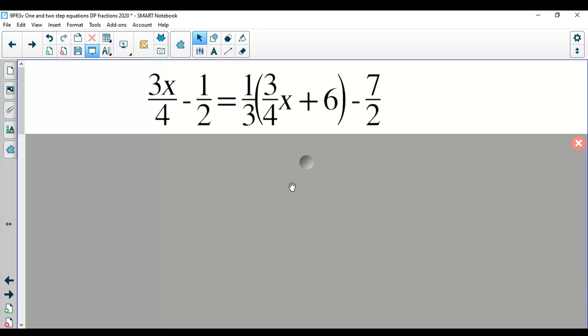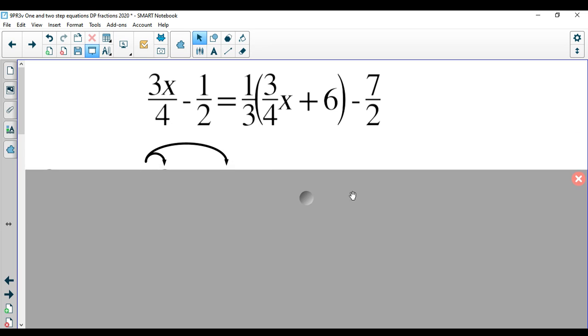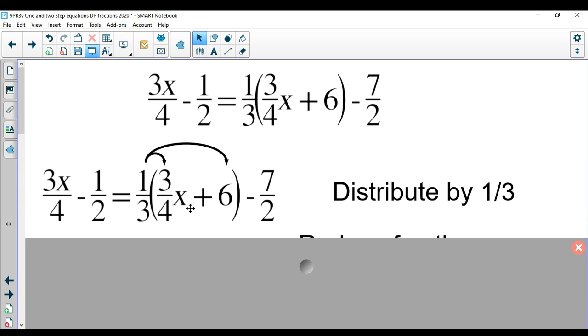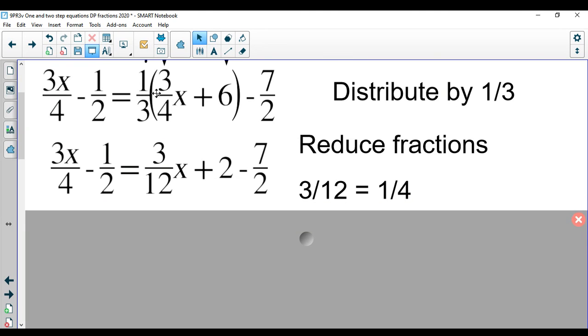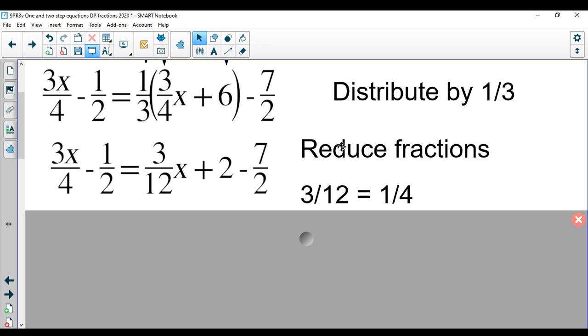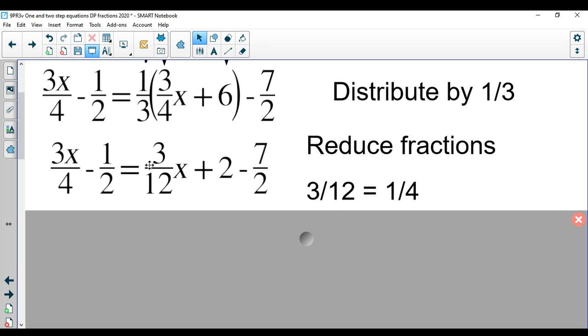So when we look at this question, I'm not going to remove the fractions. The first thing I'm going to do is distribute by a third. So a third times 3/4, then a third times 6. I do that first step, I've got my distributive property. 1 times 3 is 3, 3 times 4 is 12. Then the third of 6 is 2. Perfect. Did that, looks good.